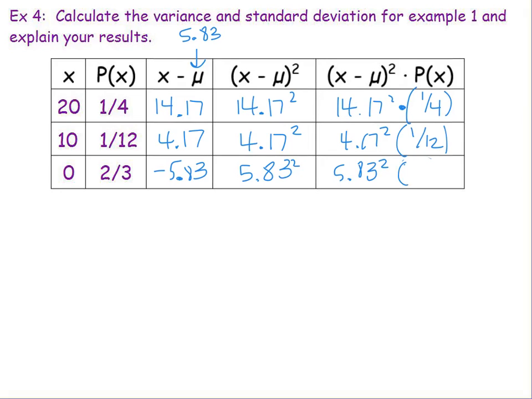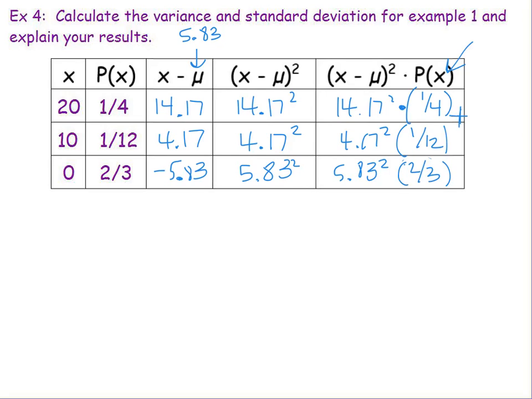Times its probability, which is 2/3. This last column here is the column that we're going to put in our calculator. So if you pick up your calculators, 4.17 squared times 1/4. We're going to do a plus sign there because we have to add down the column.